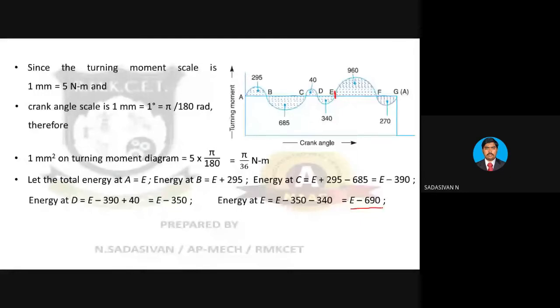Now I am having the power stroke, and a large amount of energy is added. So you put a plus sign: from E minus 690, you add plus 960, and you get plus 270. So the energy at this point is E plus 270. From that I subtract 270. Therefore this 270 gets cancelled, and you end up with E, which is the energy at the starting point. You are coming back to the starting point of the cycle.